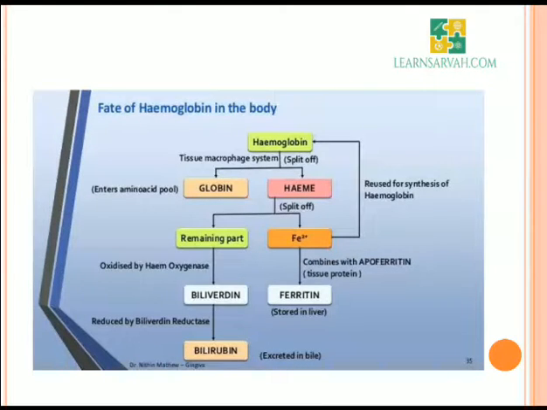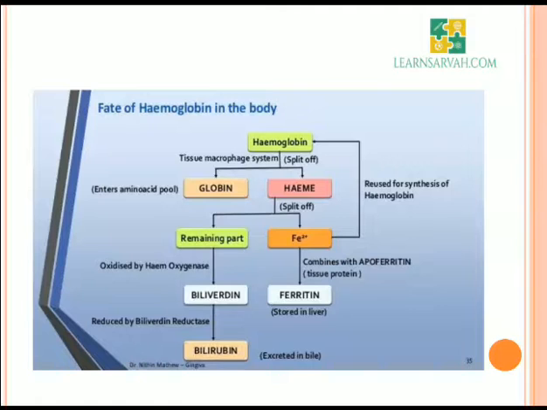Now coming to the fate of hemoglobin in the body. We discussed that hemoglobin is found in the RBCs, and RBCs have a lifespan of 120 days. After that, hemoglobin is taken up by the tissue macrophage system, where it splits into heme part and globin part. The protein part is globin and the pigment part is heme. The globin enters the amino acid pool.